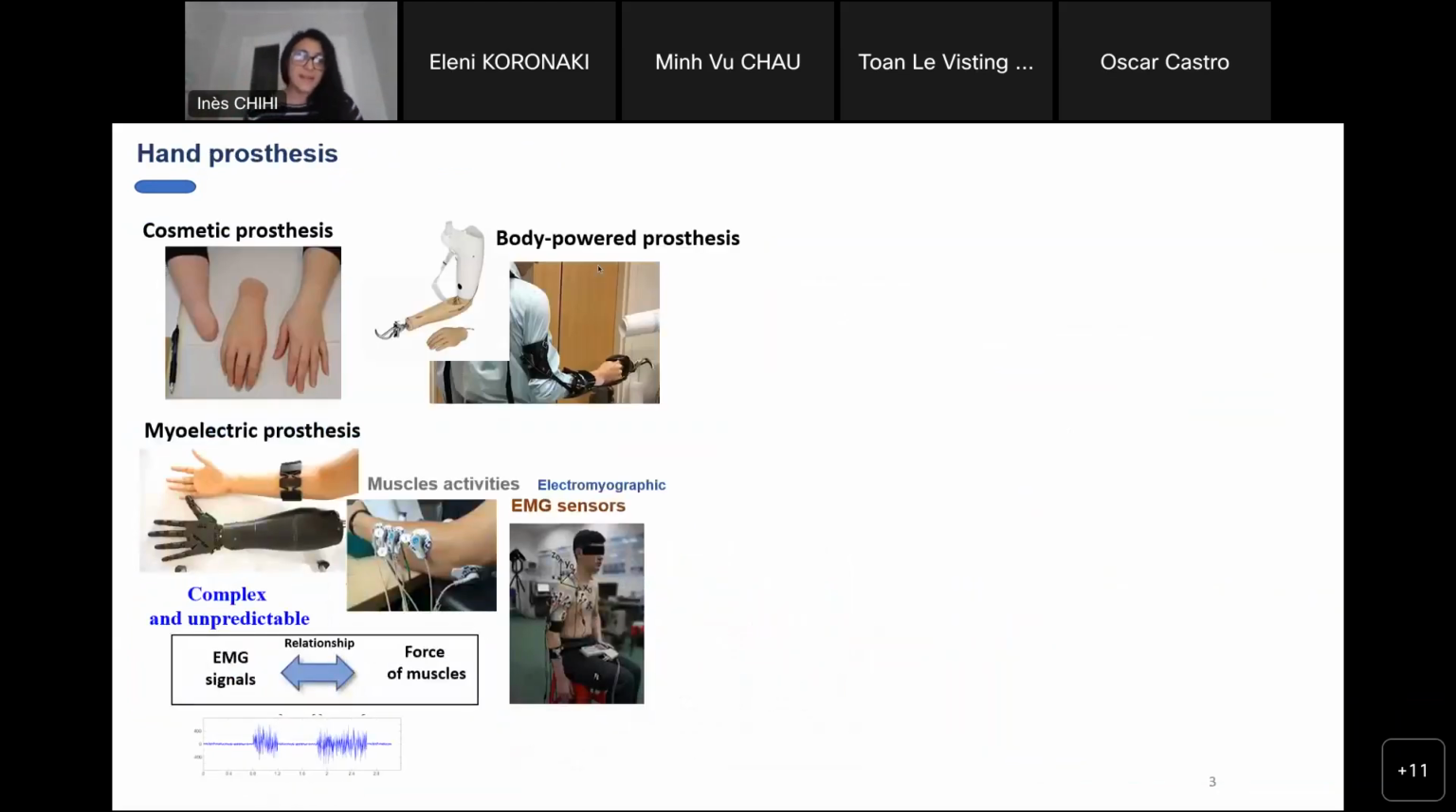So the idea here is just to find the relationship between EMG signals, the muscle activities, and the muscle forces. Why do we want to find this relationship? Because EMG signals can be measured with simple electrodes on the skin, and we have a very strong relationship between EMG signals and muscle forces. EMG signals are electrical signals of the activity of the muscle.